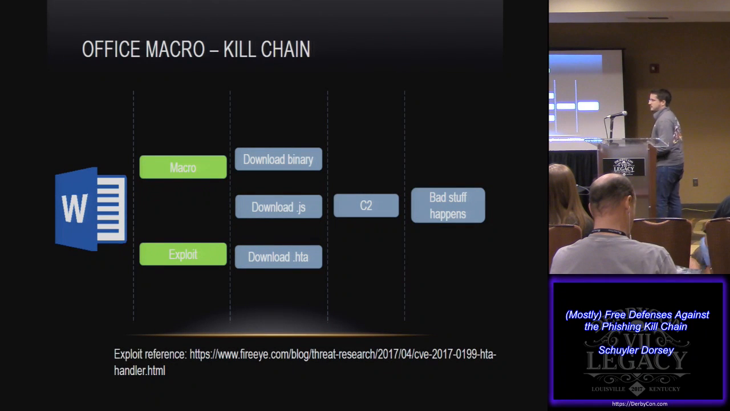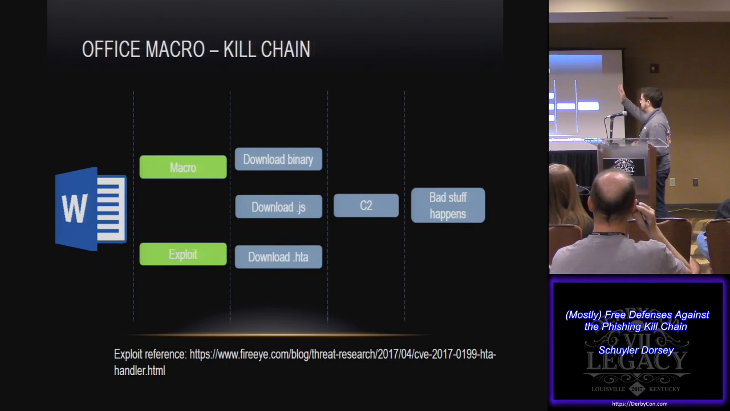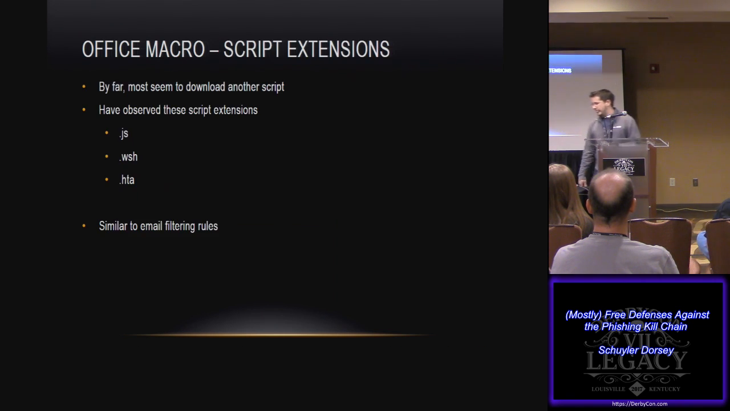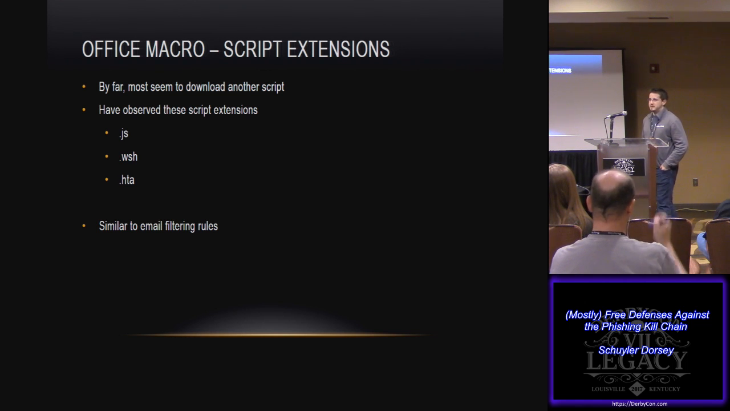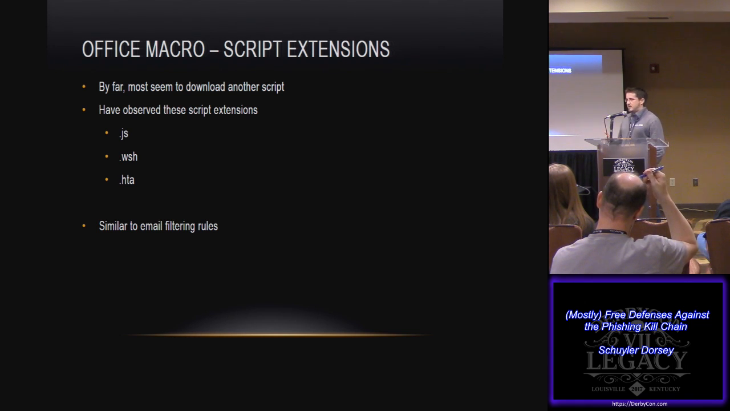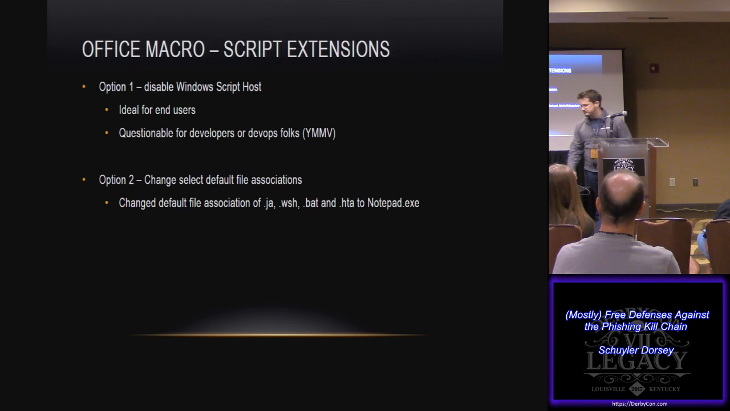So going back to the kill chain, if we look at protected view and blocking the macros, we've basically taken care of the first chain link. So now we'll go to the next one. Most of the macros that I've seen in Office documents typically just end up running another script, whether it be a JavaScript file, Windows script file, or HTA, which is an HTML application. Also, if you remember the email filtering rules, those are the most popular attachments. Well, those are also the most popular scripts that the malicious Office docs are running.